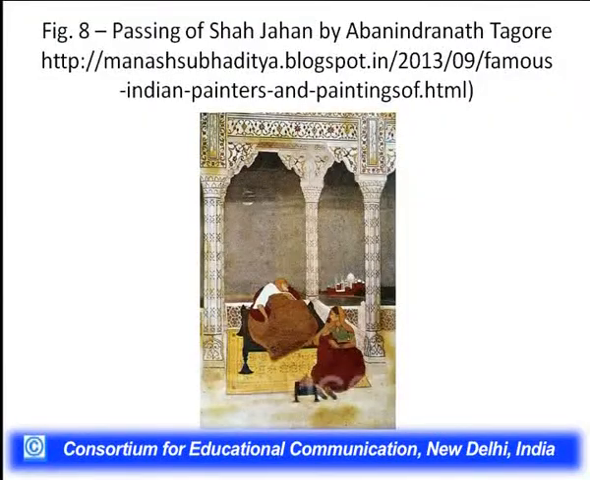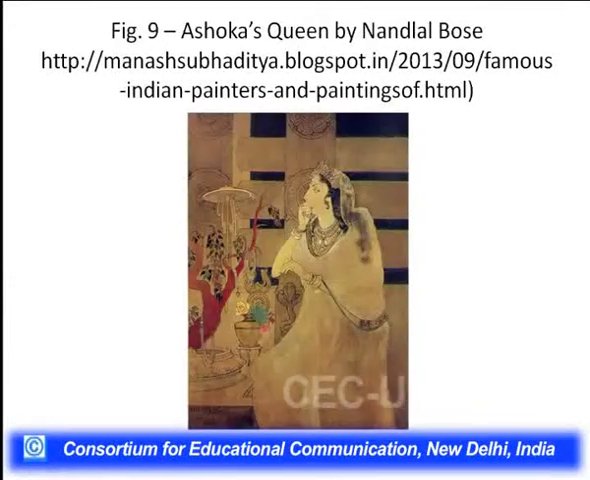As you can see in this painting that was made by the Bengal artists, Passing of Shah Jahan, this was painted by Abanindranath Tagore. Then in another painting, Ashoka's Queen, this was made by Nandalal Bose, another very famous artist of the Bengal school of art.